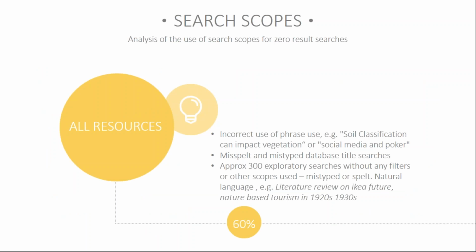I found that 60% of all of our zero result searches had used the default all resources search scope. And looking at the details for how users in the all resources scope, overall there weren't a huge amount of problems, just that the keyword chosen or the item that we're looking for didn't retrieve any results. But some of the issues I did identify were spelling and incorrect use of quotation marks and natural language searches. It looked like in some instances that quotation marks were overused or used incorrectly.